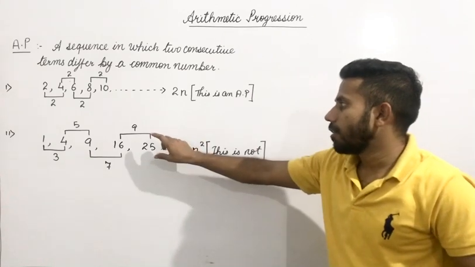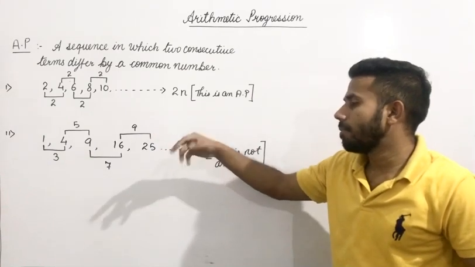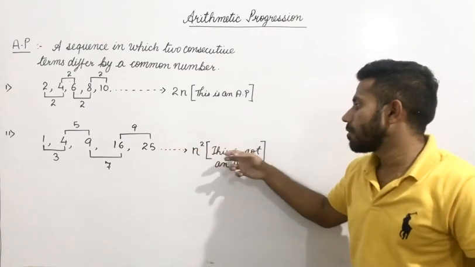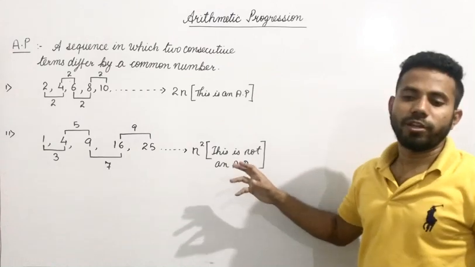In this, the consecutive terms do not differ by a common number. The number is changing again and again. So this is a sequence, but this is not an AP. So this is the difference.